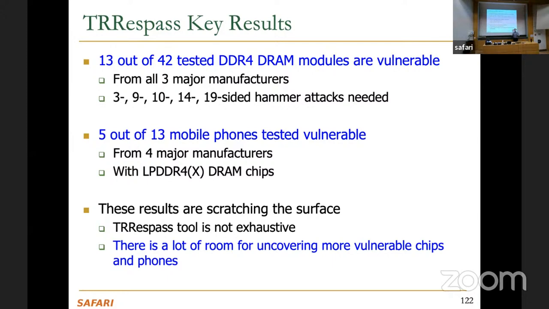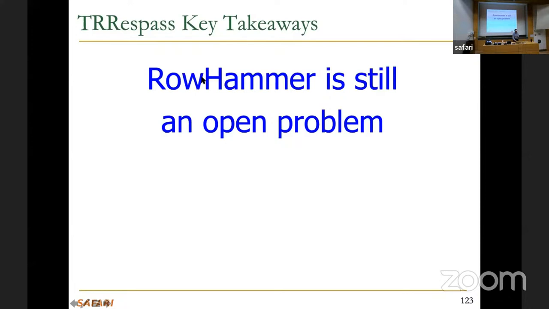But basically, the key takeaway is these tools are not that hard to build. People can be building these tools. And there are later tools built by Kaveh Razavi's group called Blacksmith, which I will mention, that are actually much better than the TRRespass tool that we released. Okay, so the key takeaway is clearly RowHammer is still an open problem and security by obscurity is not a good solution. What does this mean?